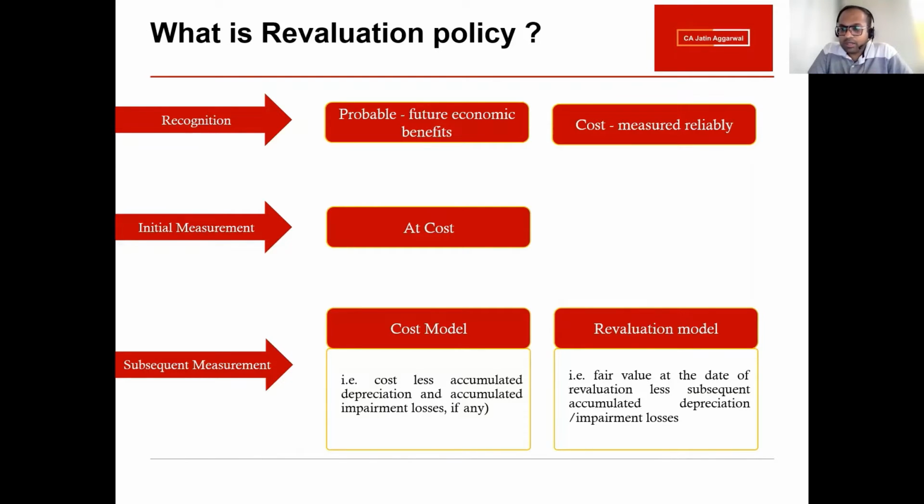Now the entire accounting policy choice is in the case of subsequent measurement. What is subsequent measurement? On day one, you've recorded a particular asset at cost. At a reporting period, let's say at year end or at interim period end, at what value are you supposed to record this particular asset? There we have two policy choices. First is called the cost model, and second is the revaluation model.